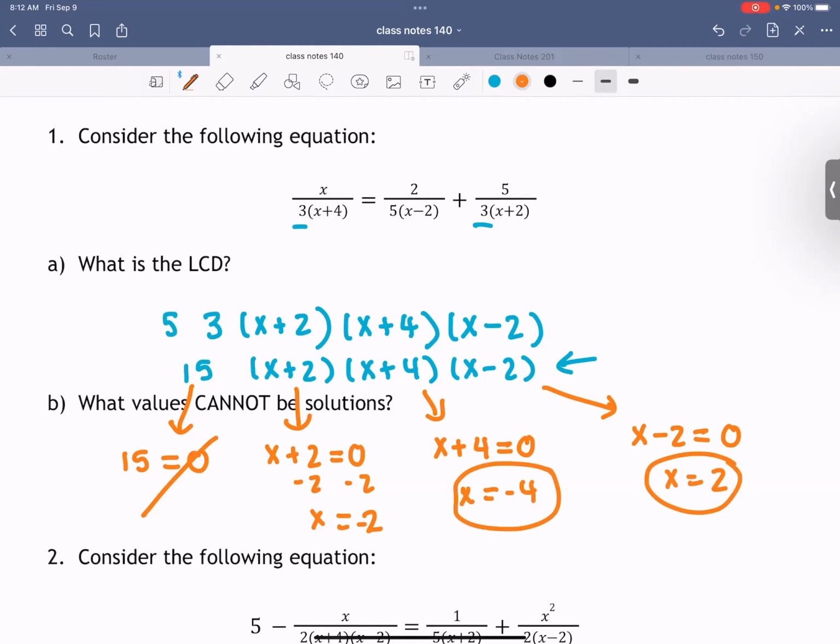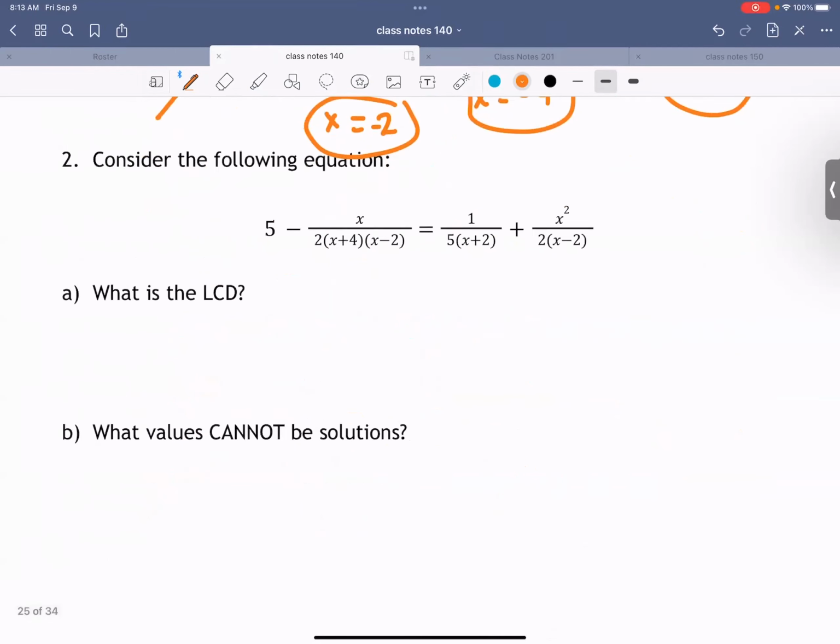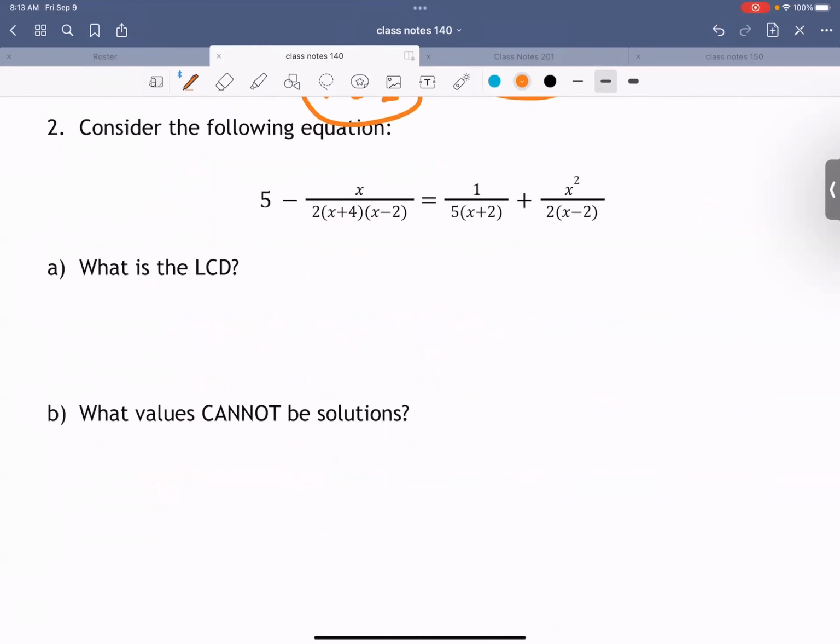If we solve each of these equations, we're getting 3 x values that, if I plug them into my equation, I would be dividing by 0, which we can't do. So that means these aren't solutions to our equation. Any questions on number 1? Perfect. Let's go to number 2. We have this equation, a lot of crazy things going on. Can someone tell me what they think the LCD is here?